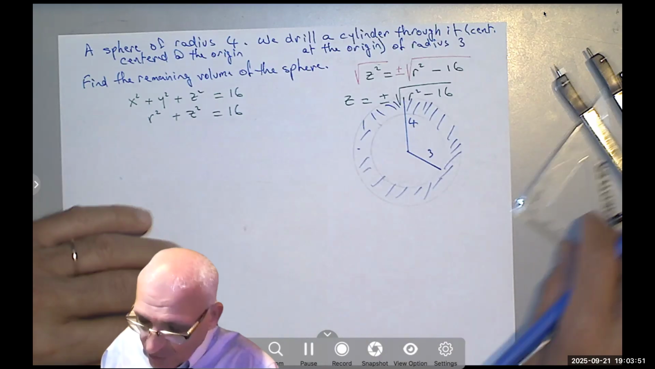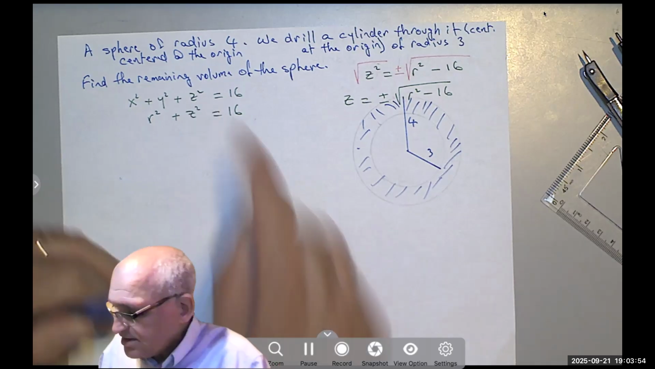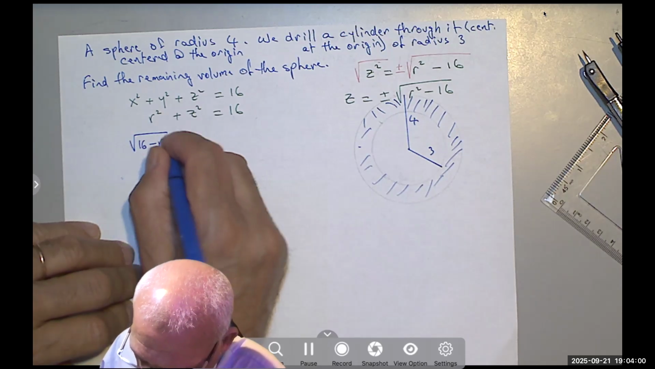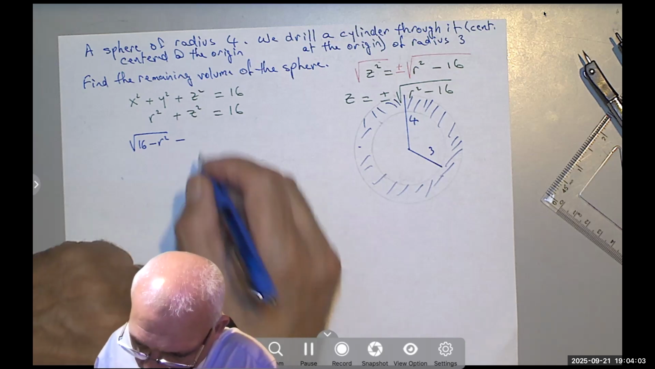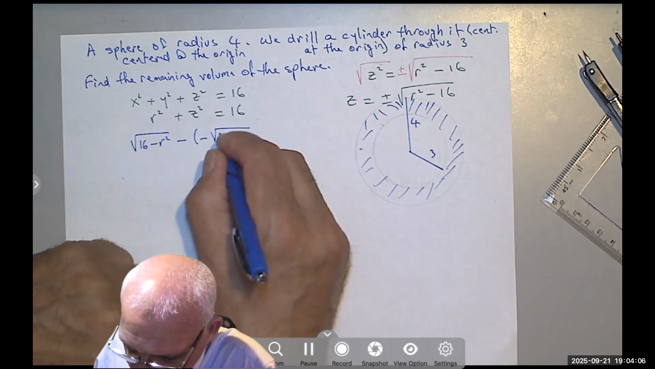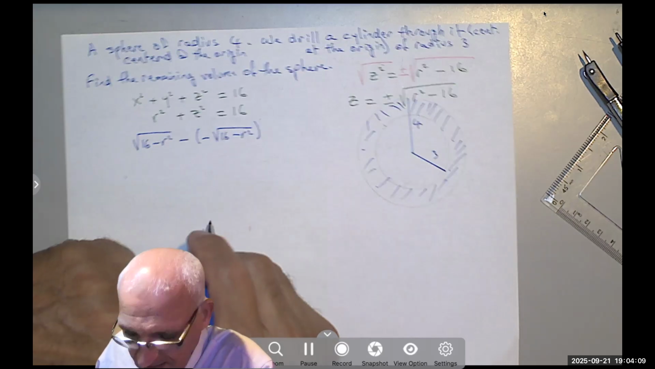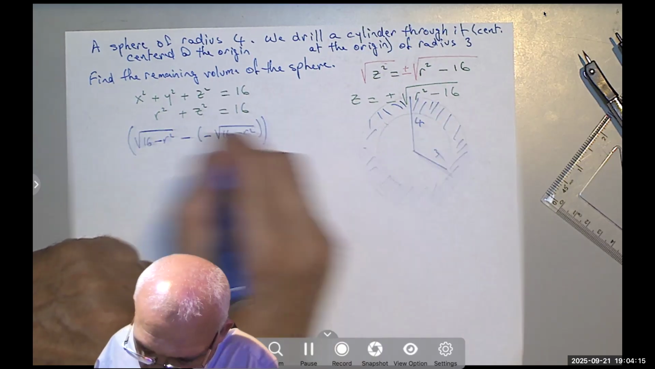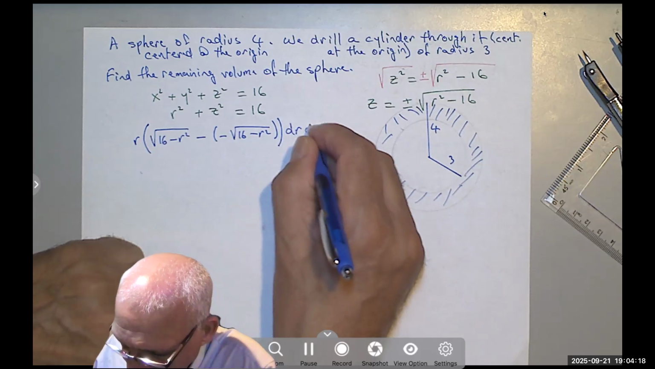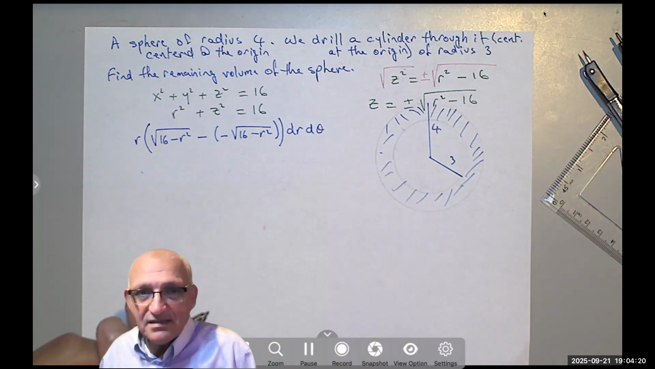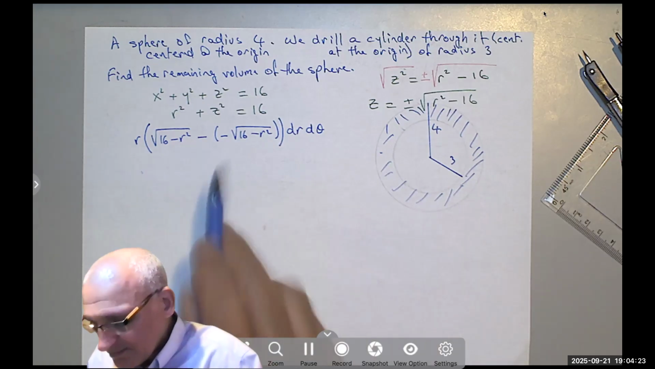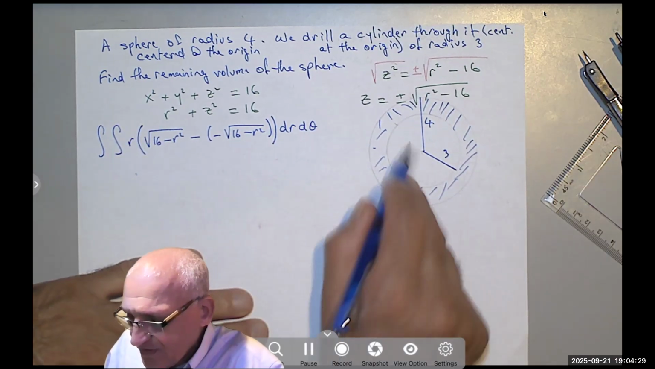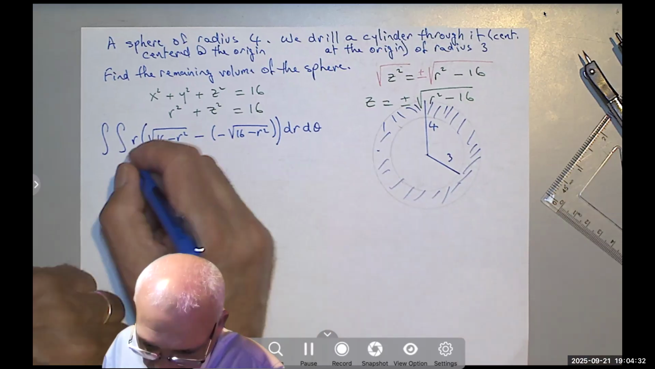So now I know that my function can be represented as the square root of 16 minus r squared minus negative the root of 16 minus r squared, right? This is the equation that I will integrate times r dr d theta. That's the d volume, not the area now, because I multiplied by that. And I have a double integral. I will say the r goes from 3 to 4. There is nothing inside of 3, right? So 3 to 4.